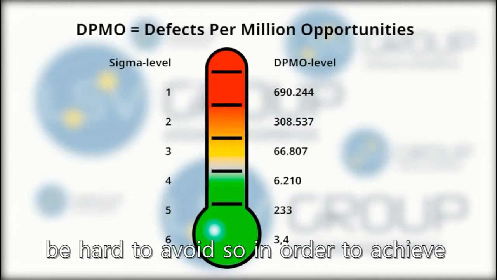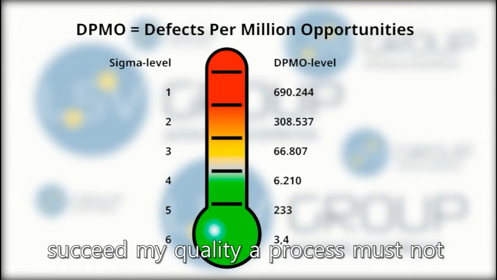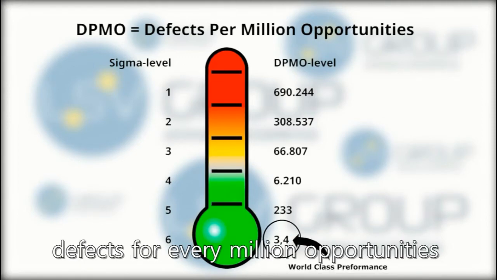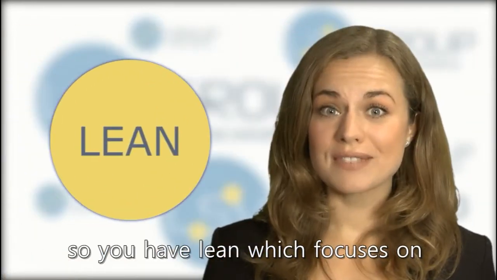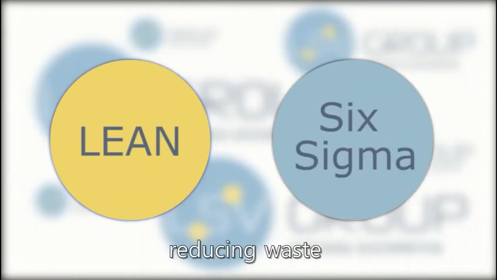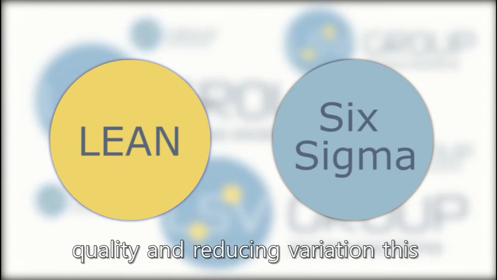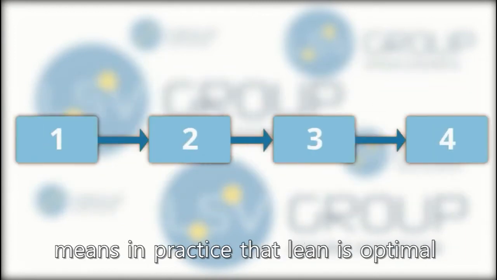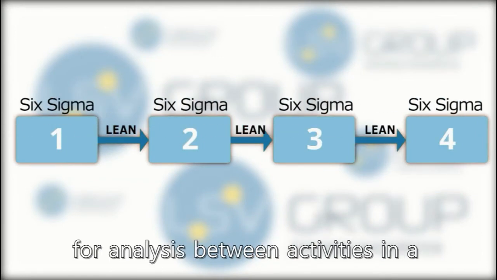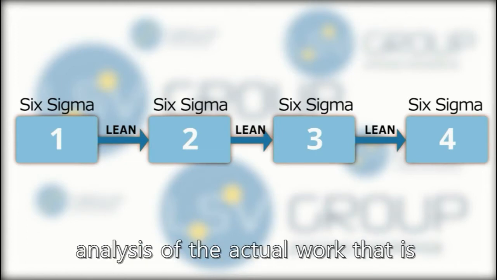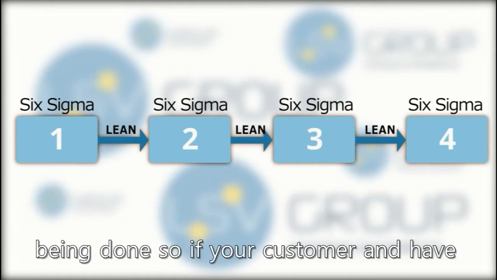But errors can be hard to avoid. So in order to achieve Six Sigma quality, a process must not produce more than 3.4 defects for every million opportunities. So you have lean, which focuses on reducing waste, and you have Six Sigma, which focuses on quality and reducing variation. This means in practice that lean is optimal for analysis between activities in a process, while Six Sigma is suitable for analysis of the actual work that is being done.